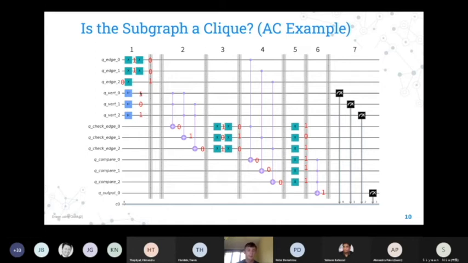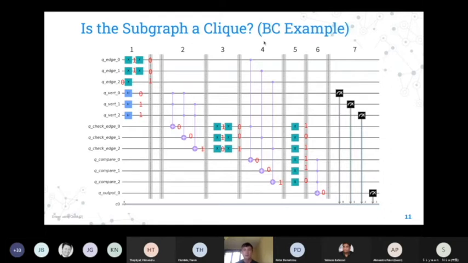So as we can see, we have A, B, C, and only A and C are 1s. So the only possible edge that would exist if this were a clique would be edge AC, which is encoded here. We invert it, and then we OR it with the encoded subgraph, and we have 1, 1, 1 on the output. And then once we apply a multiply controlled Toffoli gate, we get a 1. And this shows that the subgraph encoded into Q-vert is actually a clique.